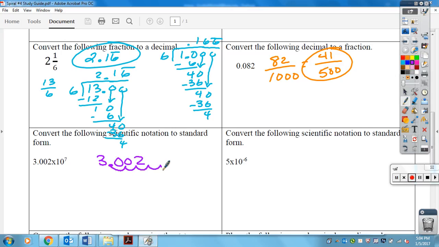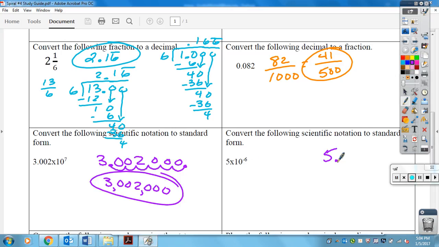1, 2, 3, 4, 5, 6. Fill in with zeros like egg crates. 3, 0, 0, 2, 0, 0, 0. The answer is 3,002,000.